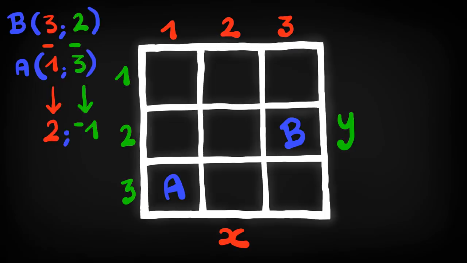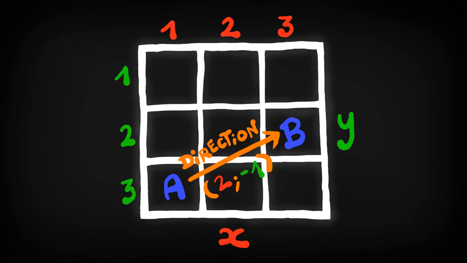If we subtract the position of point A from B, we get the direction between them, which would be 2, negative 1. In other words, to go from point A to B, we just need to add the direction vector 2, negative 1. So in our case, point A would be our ball.